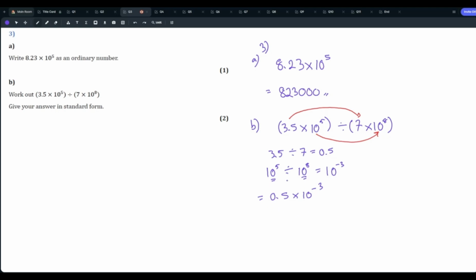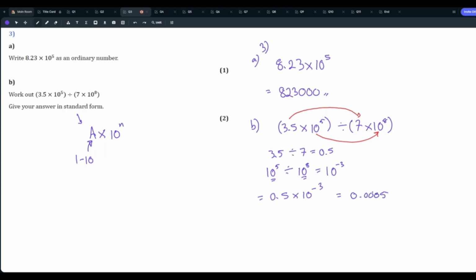However, if we left this answer as it is, we would lose a mark because this is not standard form. Remember, standard form must be a times 10 to the power of n, but the a must be between 1 and 10. So we do need to sort this out. What I can do is write this as a normal number just to see what's going on.